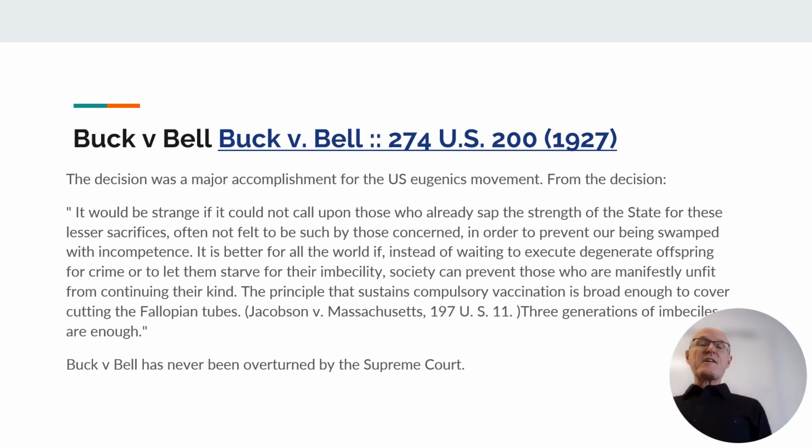But one of the most shocking things about this is that the Supreme Court has never overturned Buck v. Bell. So it is still constitutional, according to the Supreme Court, to sterilize people who are unfit, according to US law. There has never been a challenge which has led to the overturning of Buck v. Bell. And maybe if there was a challenge, it would be overturned, but it has not been overturned. So a fundamentally eugenicist law is still constitutional in the US.